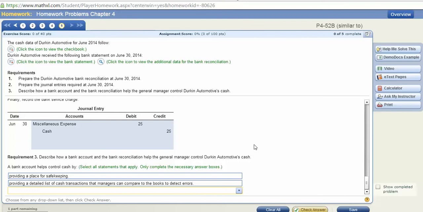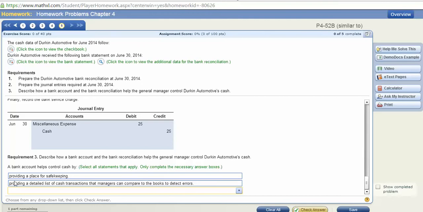Okay, last but not least, let's look at requirement number 3, which says describe how a bank account and the bank reconciliation help the general manager control Durkin's cash in this case. What you're doing is finishing this statement out. You're not answering this. You're answering "a bank account helps control cash." So we're focusing on a bank account and what a bank account does.